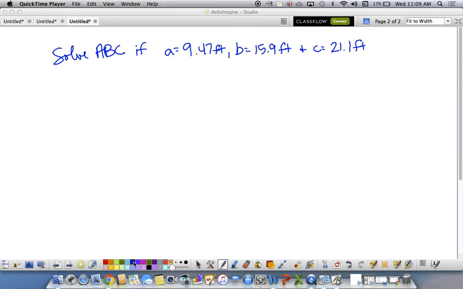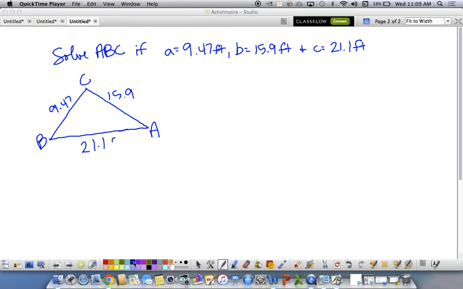All right. So if we wanted to draw this out, we could, if it would help you. I'm going to give 9.47 to be my A, 15.9 to be my B, and C is my longest at 21.1 feet. Probably need units. It's, I know, very helpful.